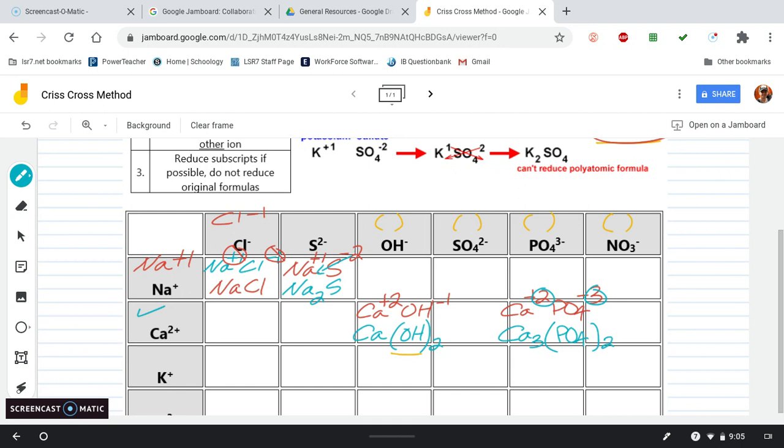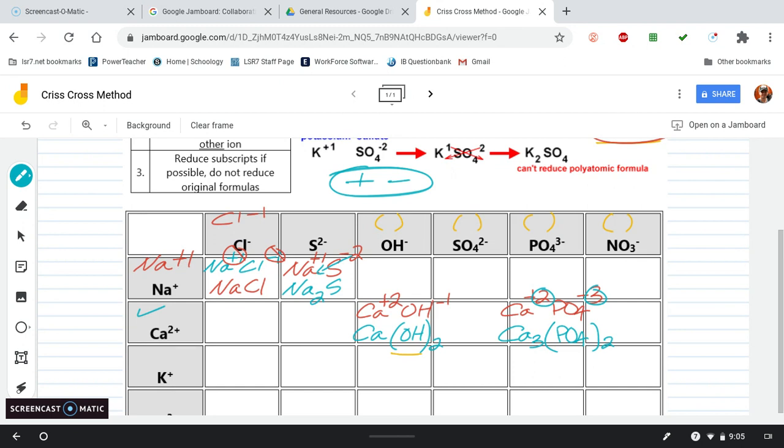Now what I want to point out, notice we never bring down the charges, just the numbers. So when you crisscross, we're bringing the numbers down. We don't care about the charges. The charges always have a plus followed by a minus, right? So it gives you that order, but we don't use the charges when we bring them down. You don't have charges in the formula.